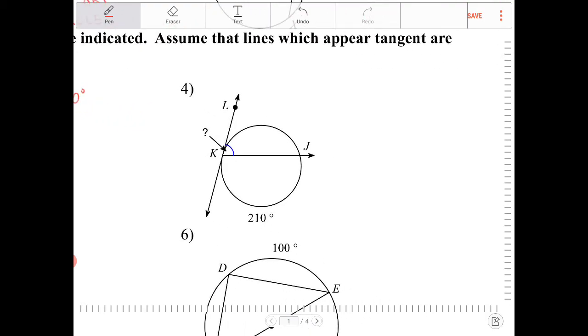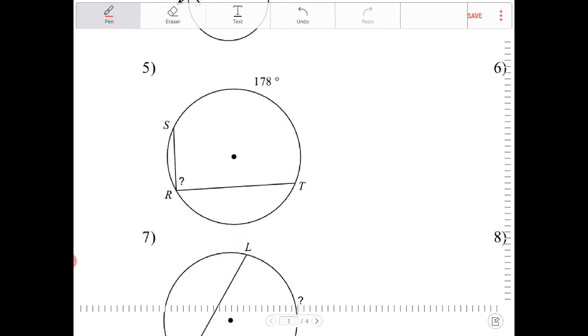It's a very similar situation here. I'm given 210, which is the other intercepted arc, so that means this side over here would have to be 150, and in that case angle LKJ will equal 75. I have 178. The inscribed angle is intercepting the arc measure of 178 degrees, so therefore angle R will equal half of that, which is going to be 89.